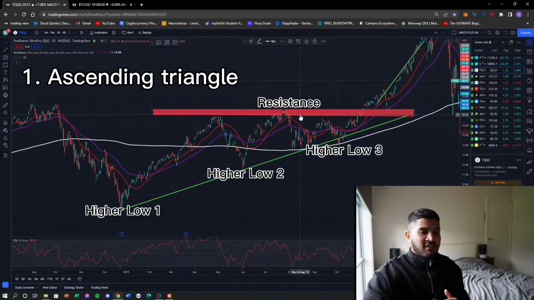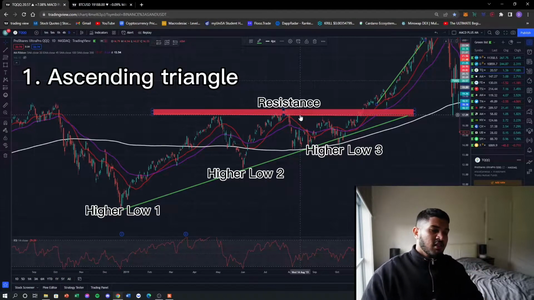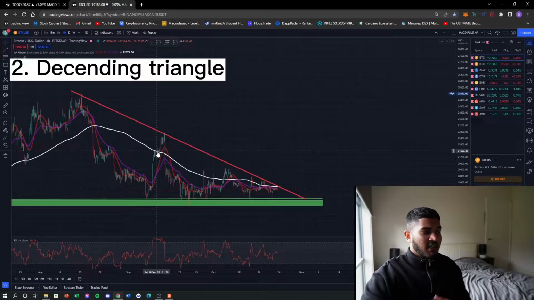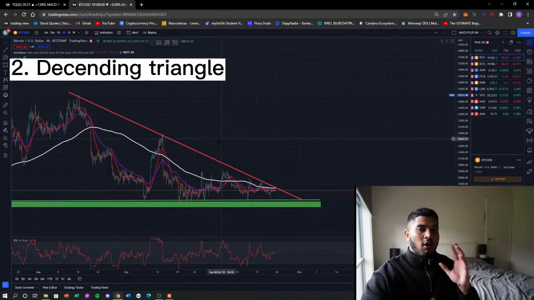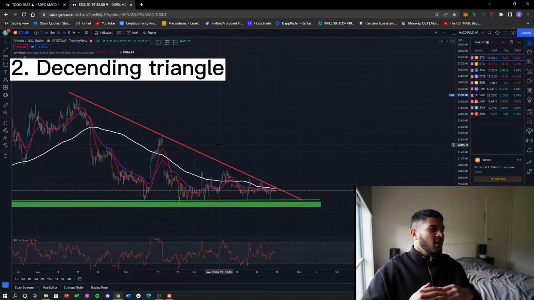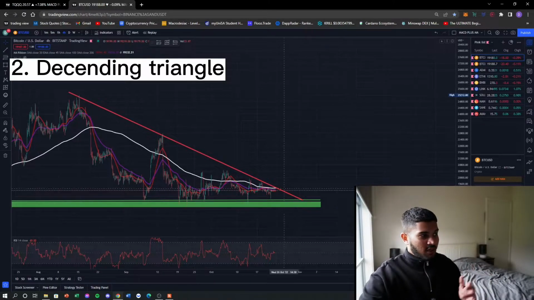and same level of resistance. Buyers are in control. That's the basic fundamental of an ascending triangle. So let's just flip the narrative, go to a descending triangle. It's literally the opposite of an ascending triangle. It works with support and downtrending resistance, which is signified by the red line.